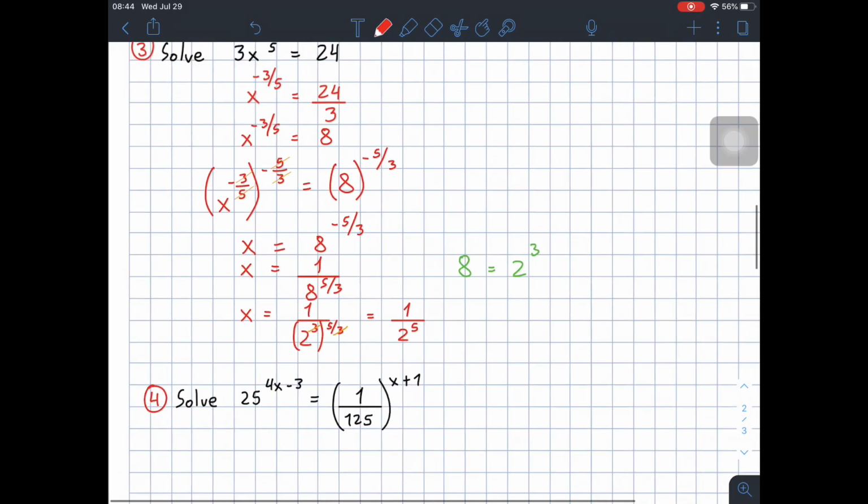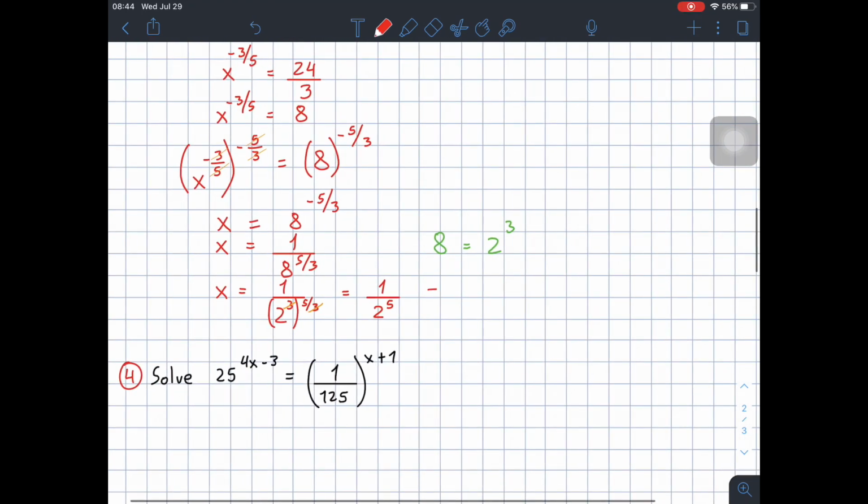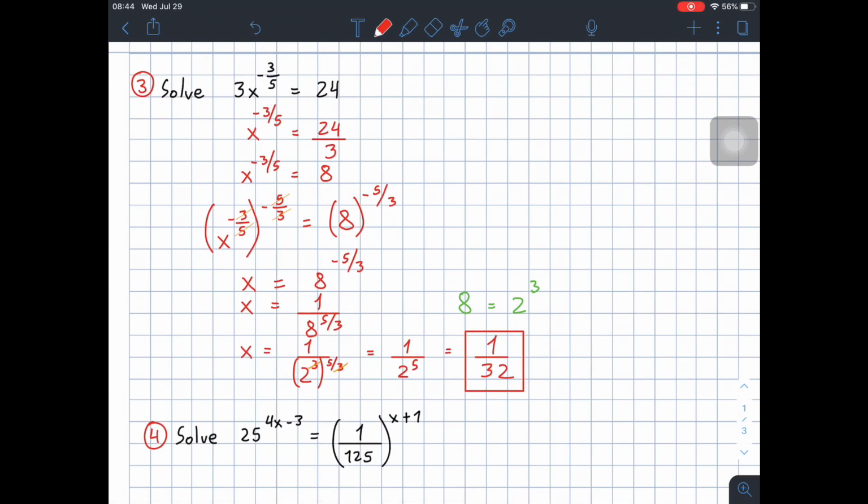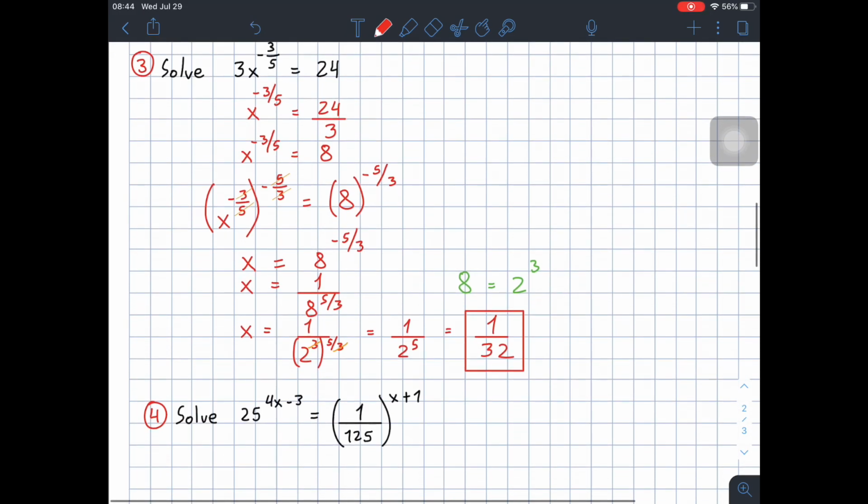And 2 to the 5th power is 32, right? So this would be equal to 1 over 32. And this is the simplest form, so this would be our final answer, okay? So you see that I applied 2 to 3 laws of exponents here in order to be able to solve this equation. Okay, let's see the next one.